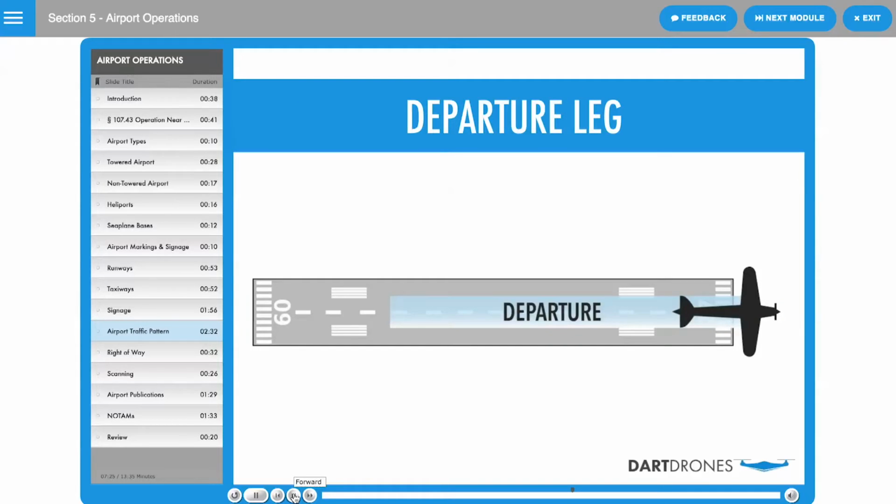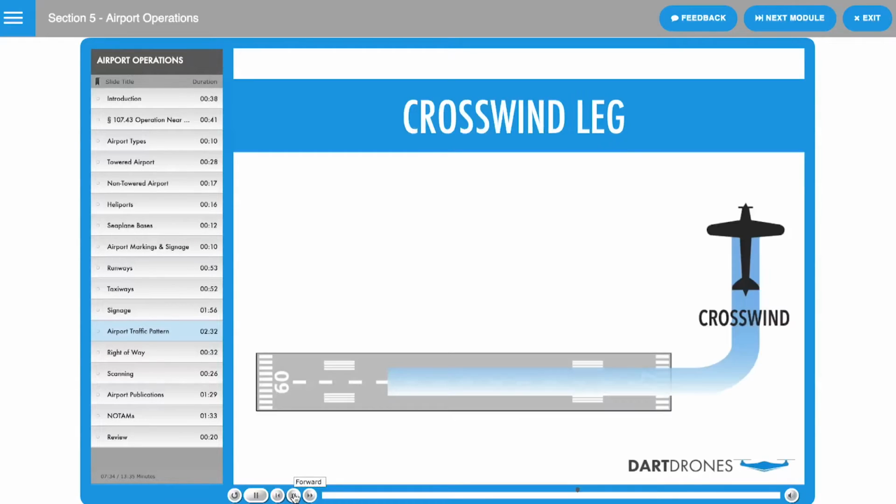Upon takeoff, the aircraft flies the runway heading on the departure leg and begins a climb to pattern altitude. Once clear of the airfield, the pilot commences a 90-degree turn to the left onto the crosswind leg. This portion of the pattern is called the crosswind because the flight path is perpendicular to the runway and generally crosswise to the wind direction.